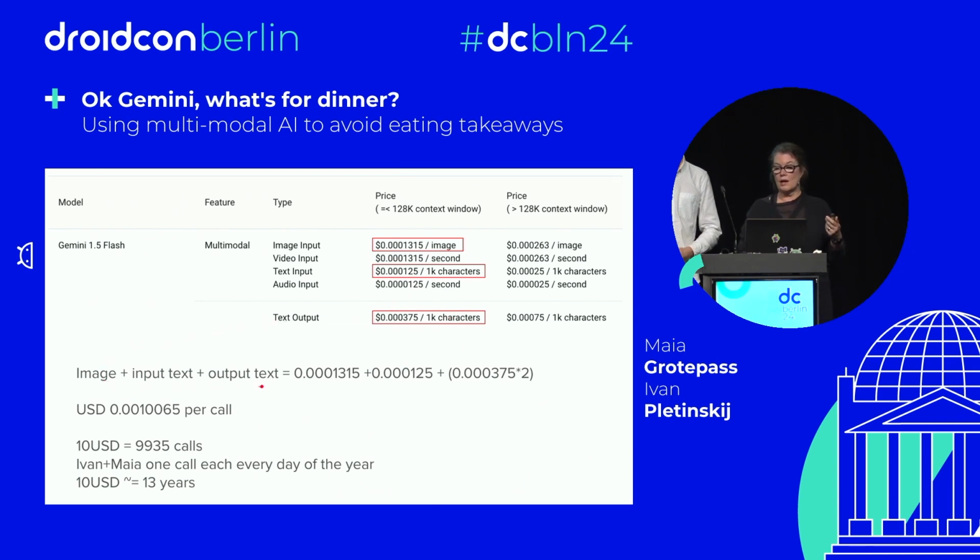I just did a quick calculation here, added things up, took 1K of prompt information, 2K worth of output, and it came out to 0.0010065 US cents per call. That's per API call, just to give you an idea.